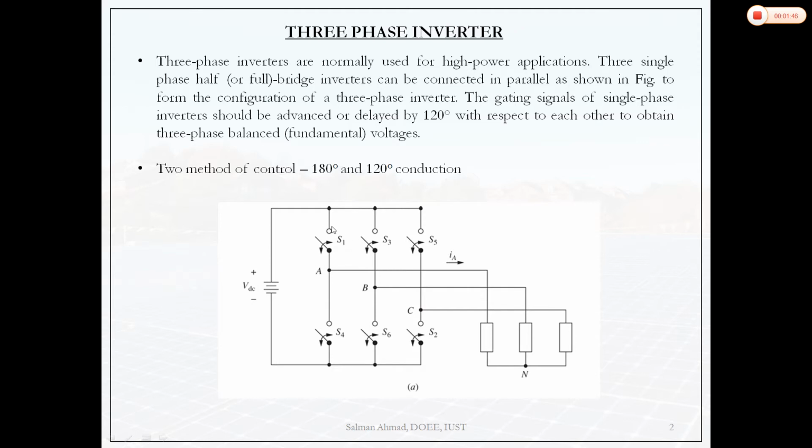Now the gating pulses for the switches are designed in such a way that the output voltages of each leg are shifted by 120 degrees for a balanced load, and this is the current and this is the pole voltage. At point A, point B and point C we take the output voltage, and that output voltage will be an AC output voltage. We have a DC input on the input side, and at the output side we are getting the AC output.